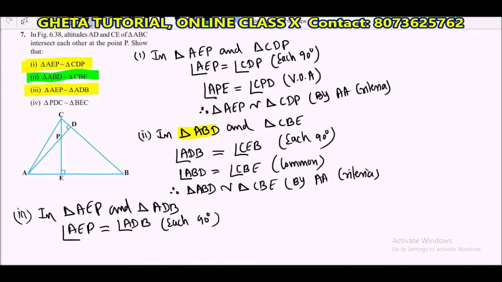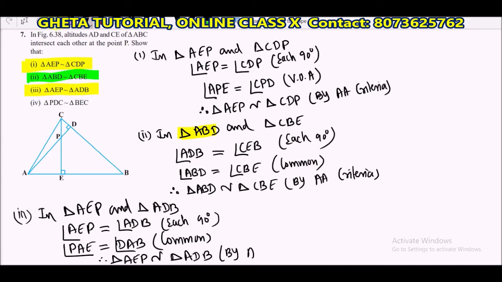Angle A is common. That is what I can write here: angle PAE and angle DAB, that is the common angle here. Therefore, the two triangles, triangle AEP is similar to triangle ADB by AA similarity criteria.